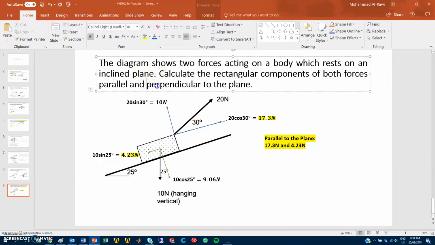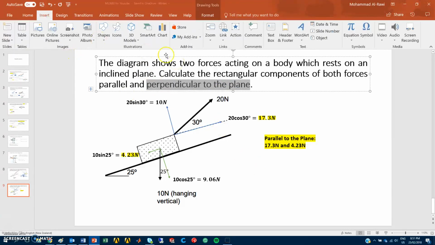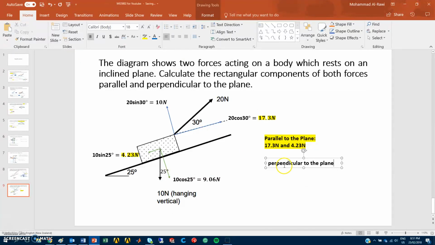Now, if you try to find the perpendicular to the plane, we need to again highlight these forces, using the same thing we've done.